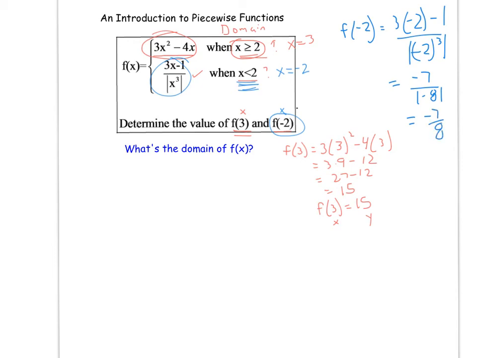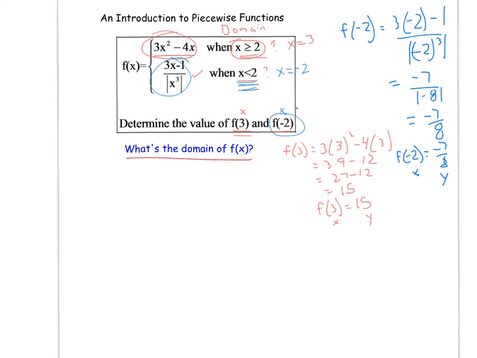So f of negative 2 equals negative 7/8. So when x is negative 2, y is negative 7/8, excuse me. Okay, the last part of this asks about the domain of the function.